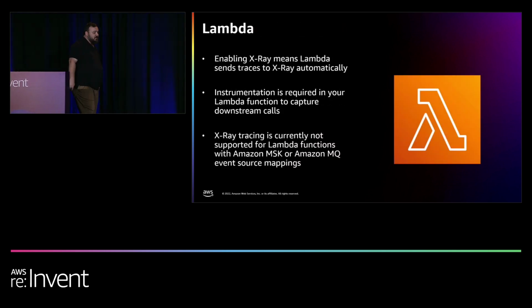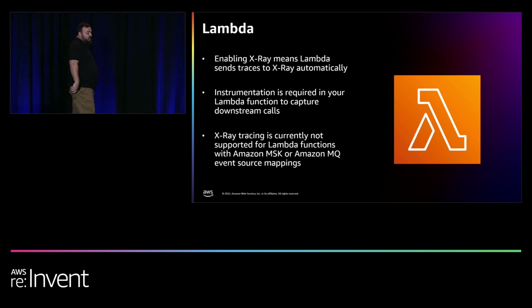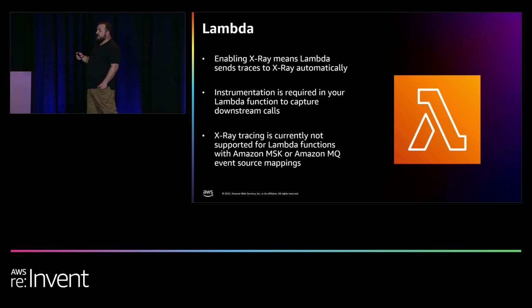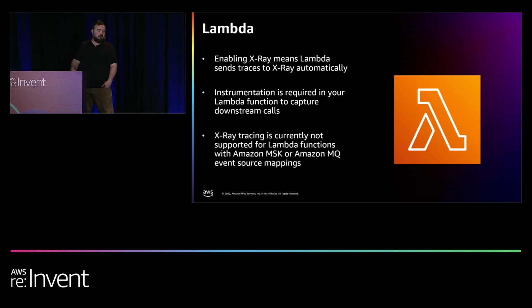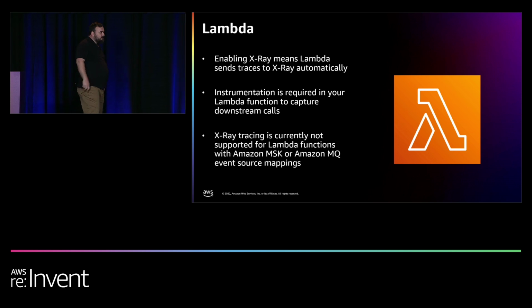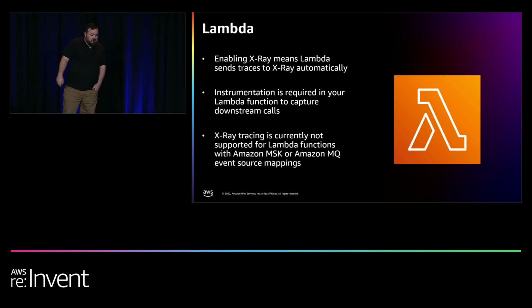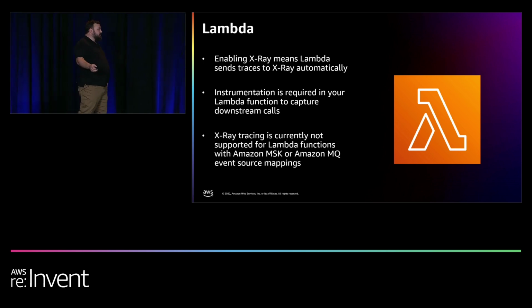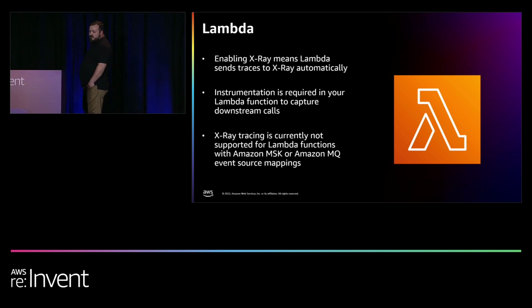Lambda, we already talked about this. Enabling X-Ray on Lambda means traces, when that Lambda function executes, automatically get sent. However, instrumentation is required for anything you do further downstream, calling an S3 bucket, putting something in an API, calling a SQL server, like a relational database. And in some cases, like Amazon MSK or Amazon MQ, X-Ray tracing is not supported. And it's not because we can't do that. Those are open source projects, right? They don't know anything about X-Ray.